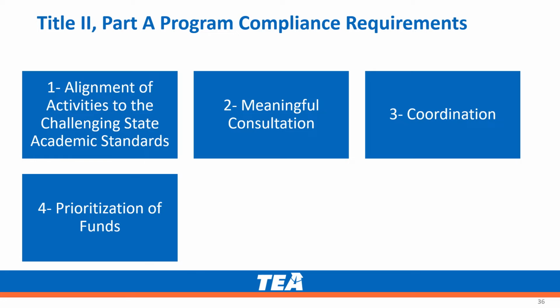Fourth, we have the prioritization of funds. LEAs are required to prioritize the use of Title II Part A funds to schools that have been identified for school improvement by TEA and to schools that have the highest percentage of low-income children.